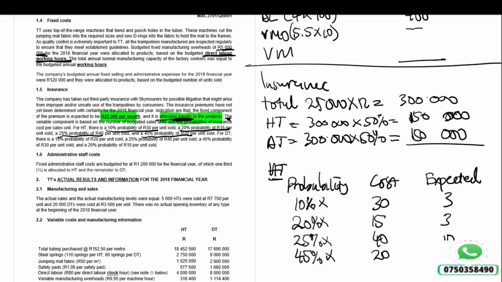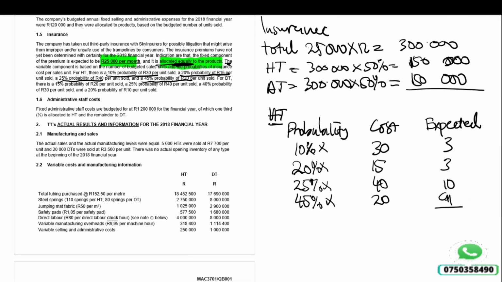So in terms of the total expected outcome, I have to add these, and it gives me 25. So 25 Rand is the variable expected cost per unit of insurance. You must remember that this is per unit. They've stated that this amount is per unit sold. So I need to multiply it by units sold.